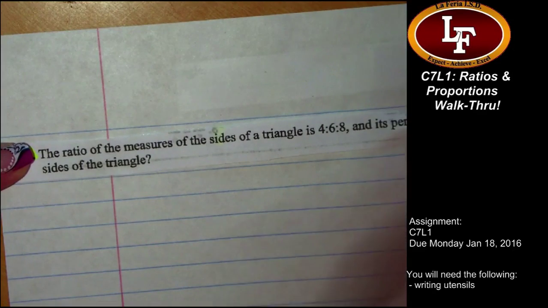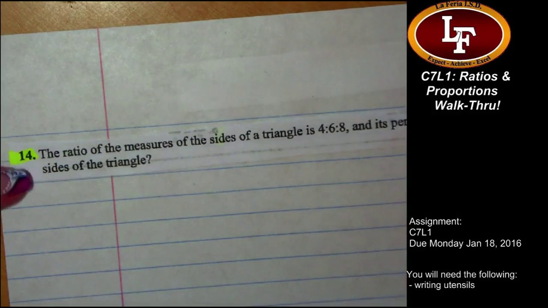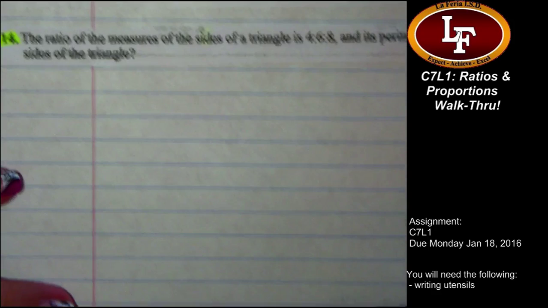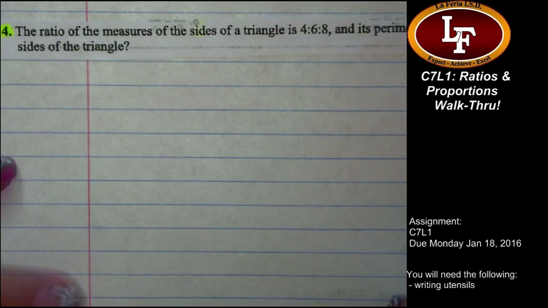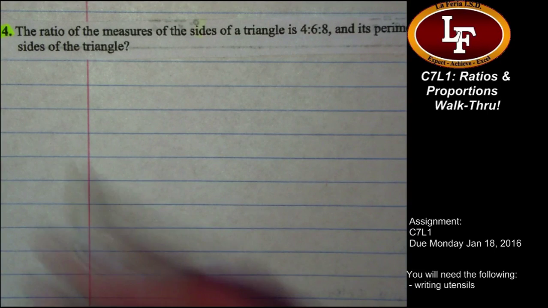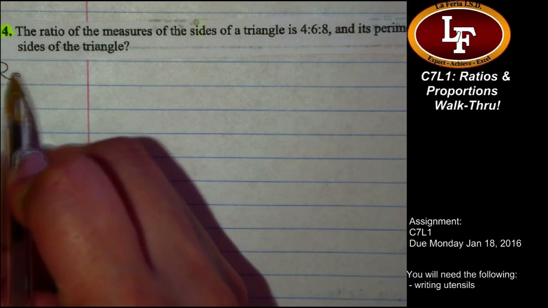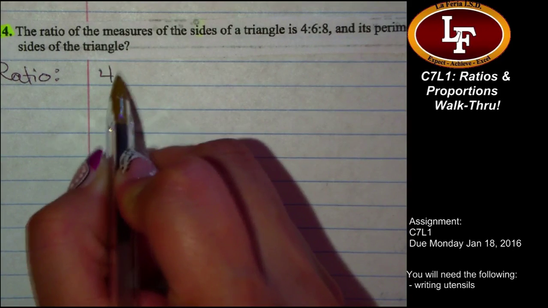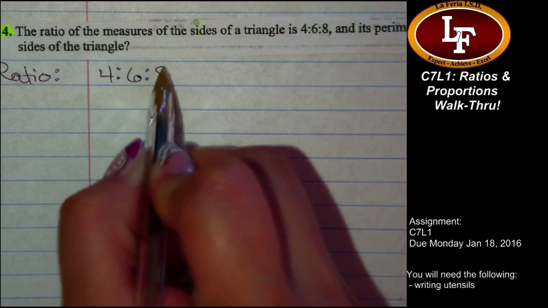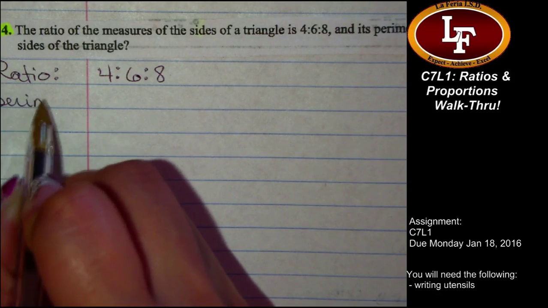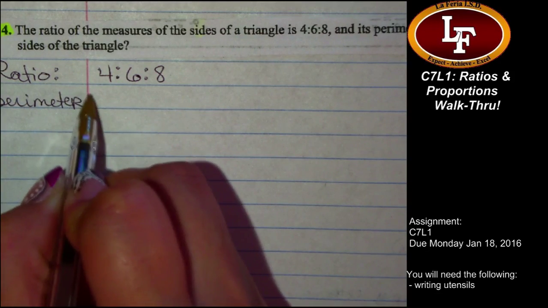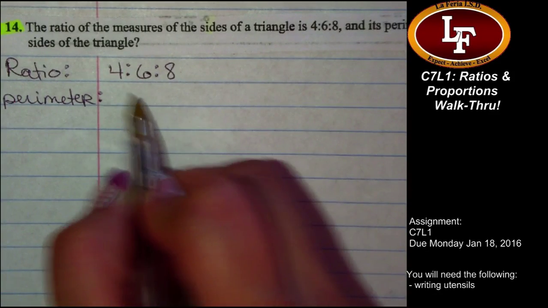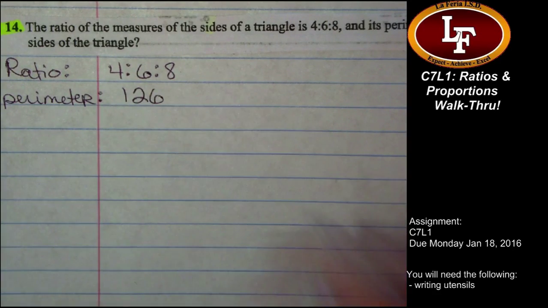The ratio of the measures of the sides of a triangle are 4, 6, and 8. Its perimeter is, and I know it's off the screen, so please look on your worksheet, is 126 feet. Thank you. So we're going to start the same way we did the other one and write out our extended ratio, which was 4 to 6 to 8. And we're going to write out our perimeter just so that we can see what we're doing, which according to the word problem was 126.